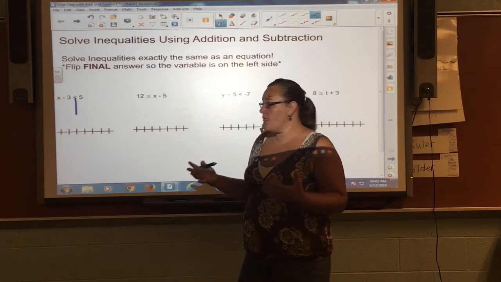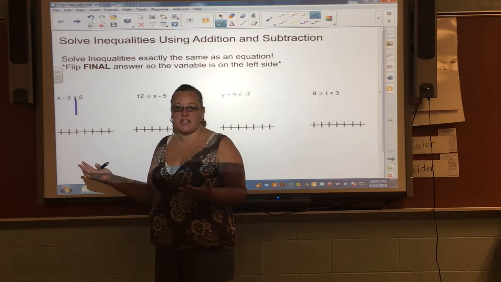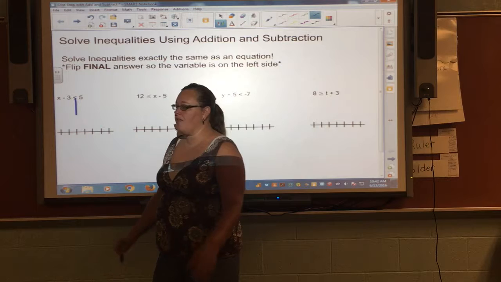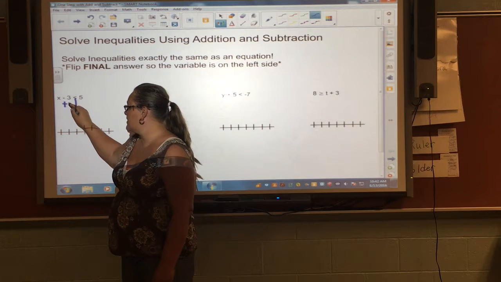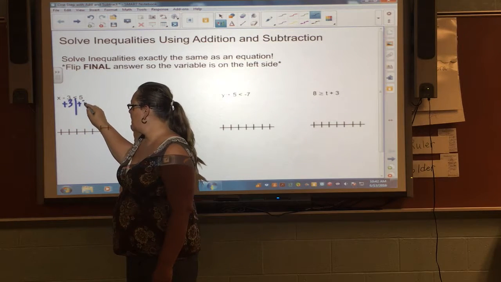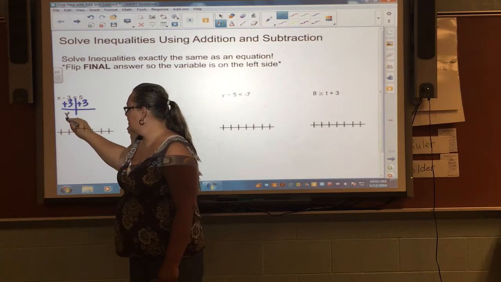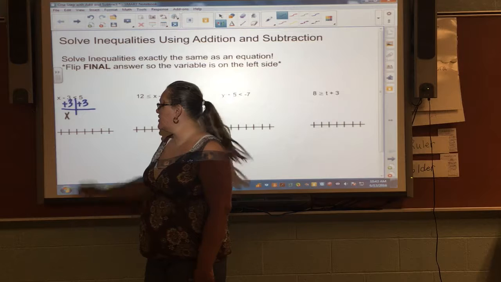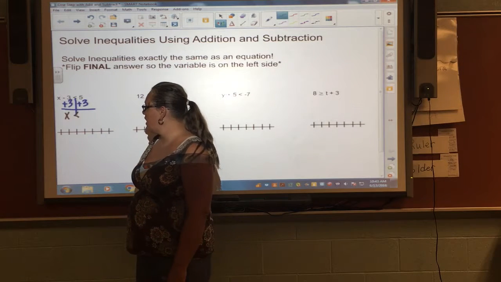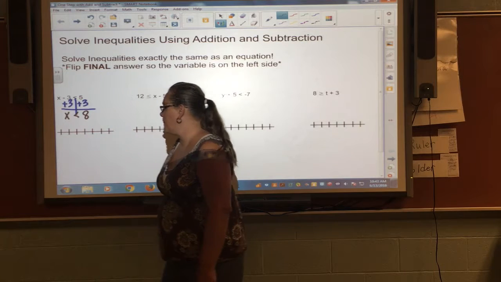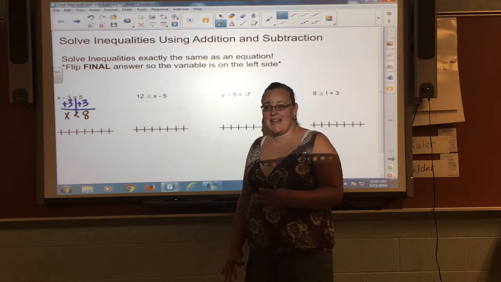And what number are we trying to get rid of to get the x by itself? It would be the -3. So the opposite of minus, just like in equations, is to add 3 to both sides. And I get x. And just like equations, we're going to bring down our inequality sign. And 5 plus 3 is 8. So x is less than 8.